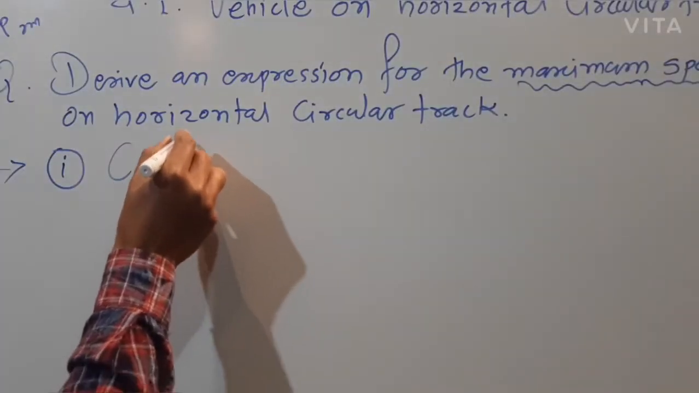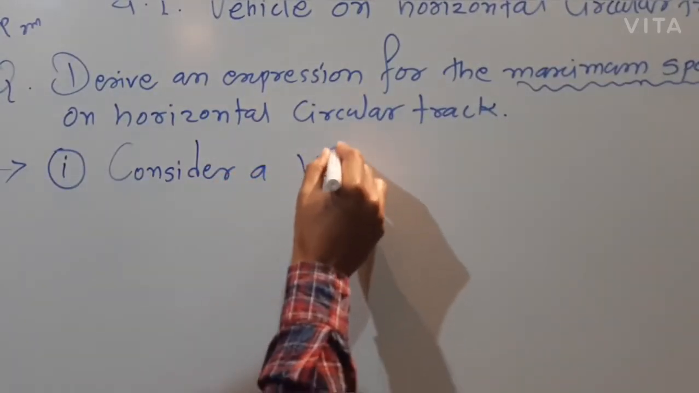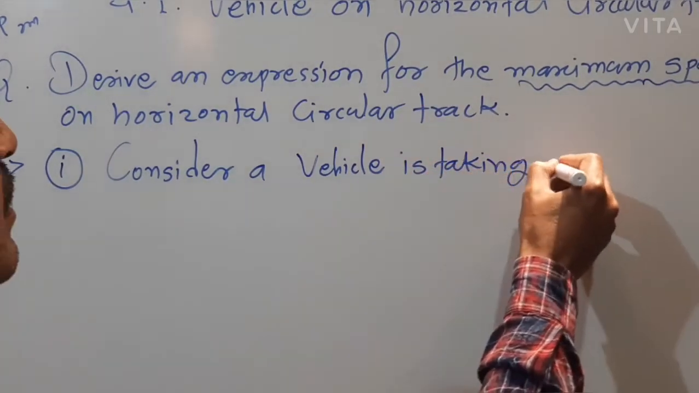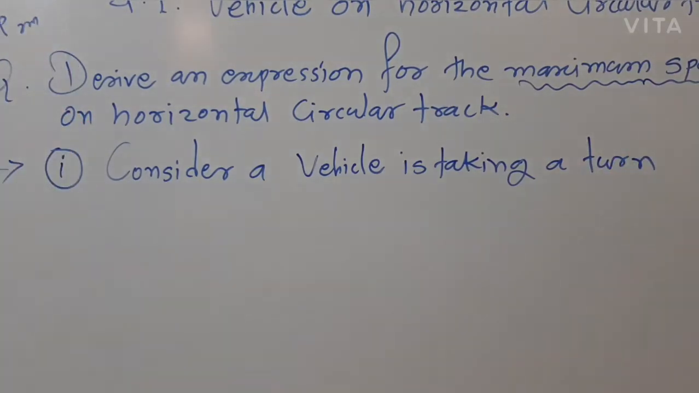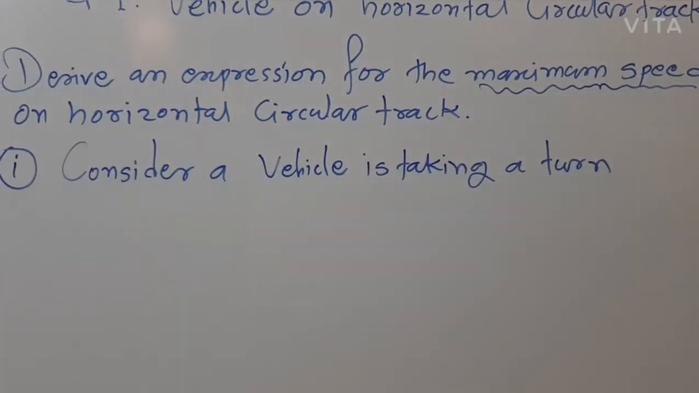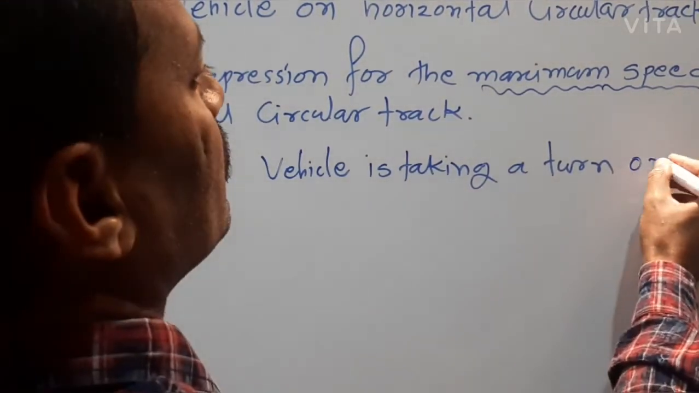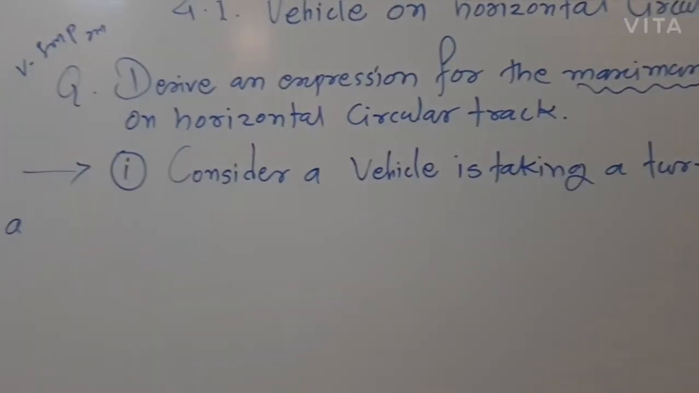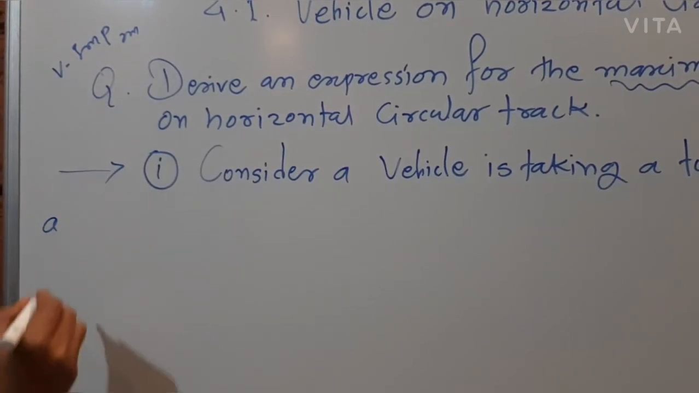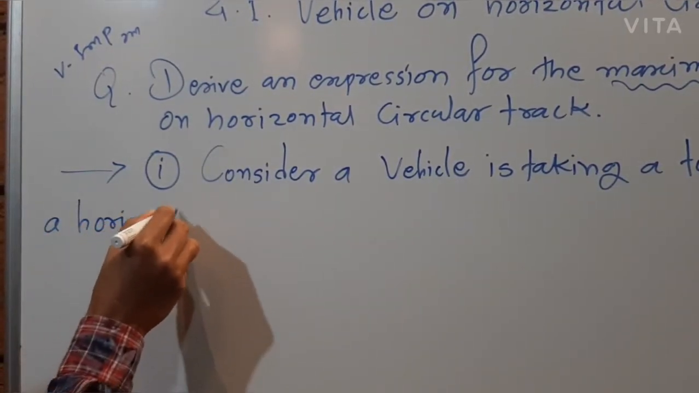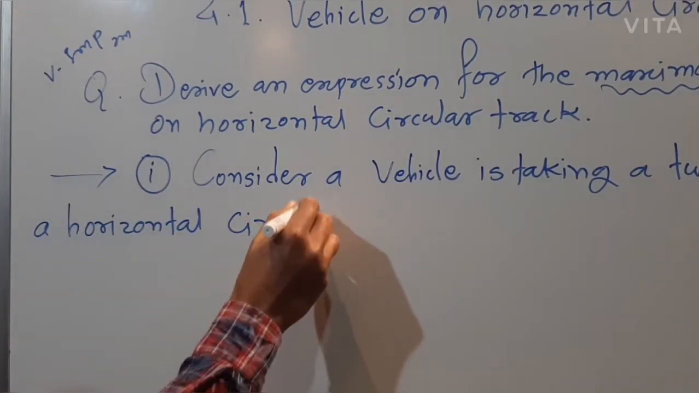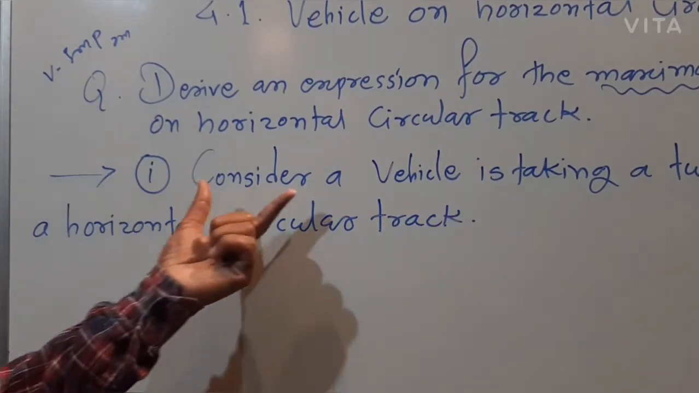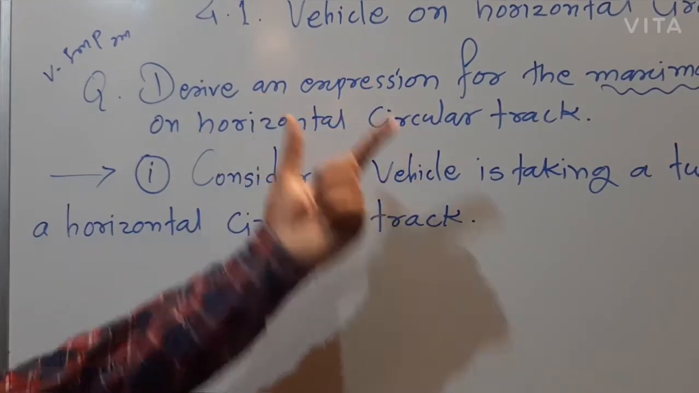Consider a vehicle is taking a turn on a horizontal circular track. Write down simultaneously. This consideration is formed by using the question.